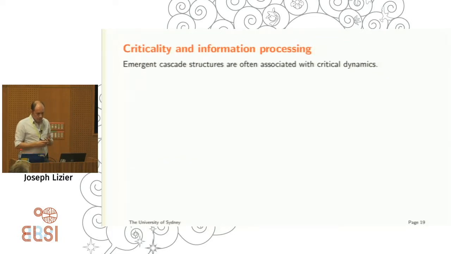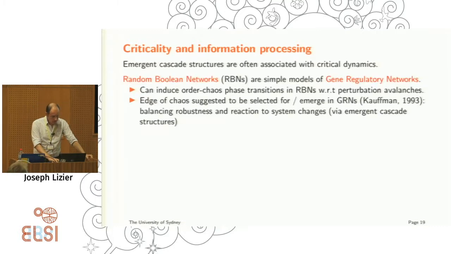Next, I want to touch briefly on criticality in information processing. I want to touch on this because these kind of emergent cascade structures are often associated with critical dynamics. We talk about scale-free distributions of such cascade structures being associated with critical points when systems are undergoing phase transitions. A classic example there is looking at random Boolean networks as simple models of gene regulatory networks.